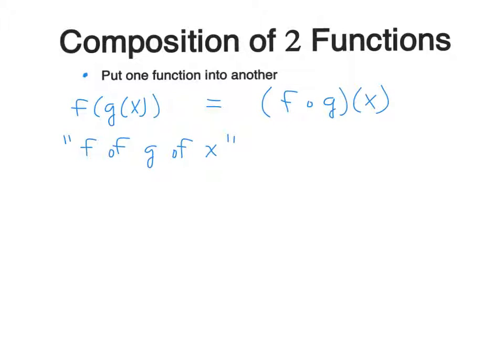So what you have to keep in mind here is when we're doing the composition, when you're putting one function into another, you are always working backwards from right to left. So if we're looking to find f of g of x, we would take g of x's equation, put it into f's equation wherever we see an x. Let's look at an example.